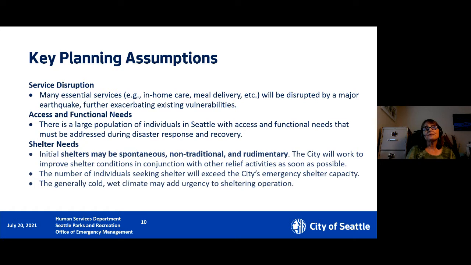Shelter needs. Initial shelters may be spontaneous, non-traditional, and rudimentary. The city will work to improve shelter conditions in conjunction with other relief activities as soon as possible. Another assumption is that the number of individuals seeking shelter will exceed the city's emergency shelter capacity. Additionally, the generally cold, wet climate may add urgency to the sheltering operation.